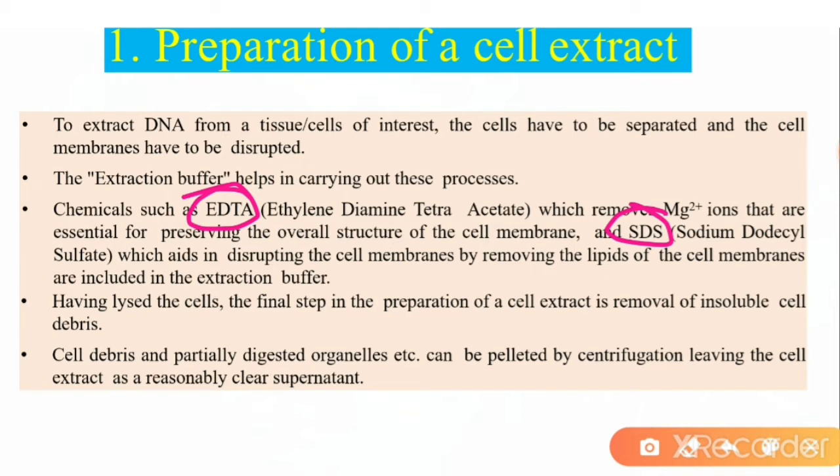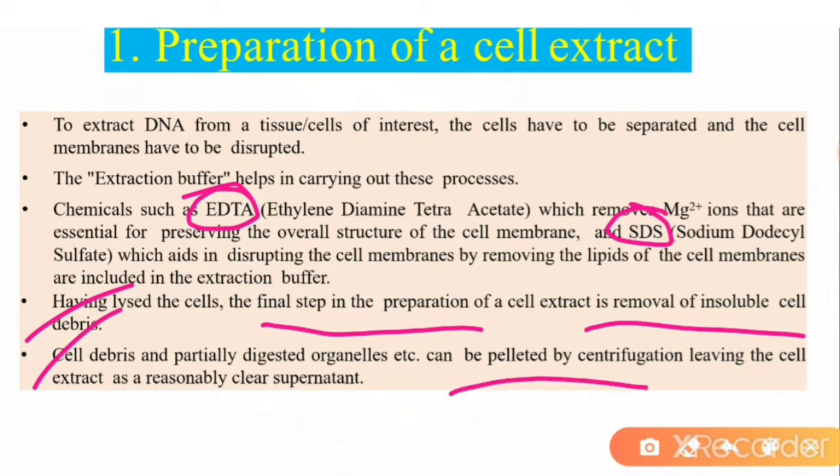Having lysed the cells, the final step in the preparation of cell extract is removal of insoluble cell debris. Cell debris and partially digested organelles, etc., can be pelleted by centrifugation, leaving the extract as a reasonably clear supernatant.